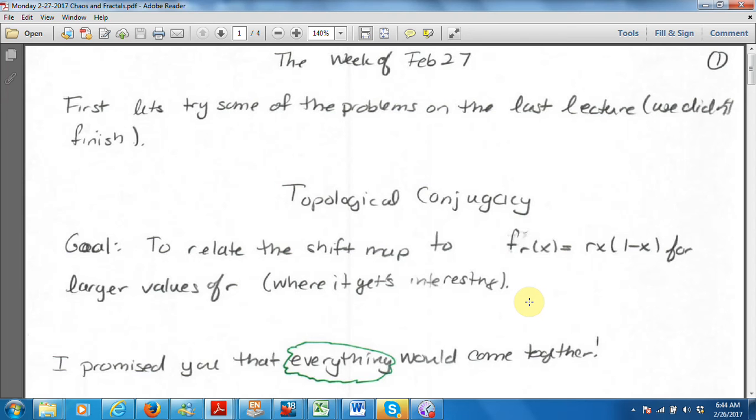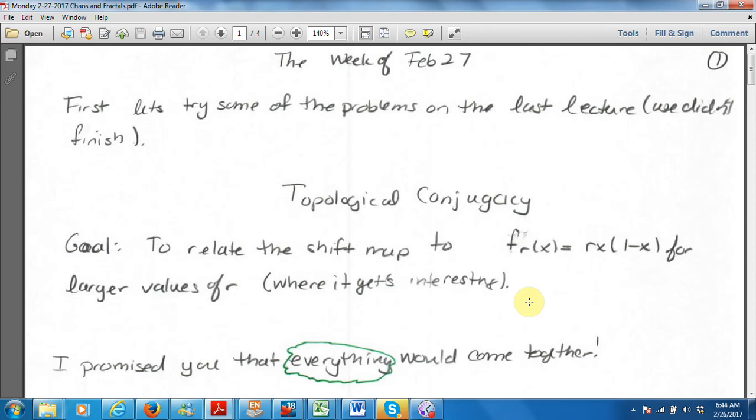What you get there, if you recall, were trajectories that did not look periodic. They did not look like they were converging to a fixed point, but they did not look like they were diverging to infinity or minus infinity either. They looked like they were just bouncing around somewhere without a pattern.